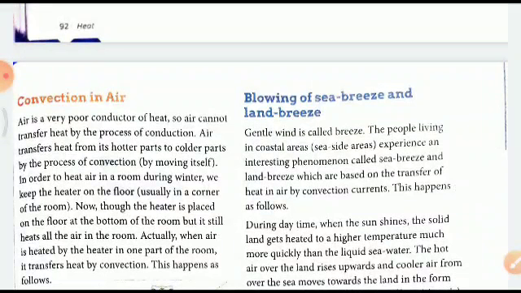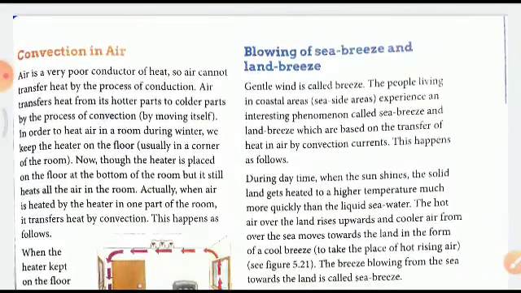Now, children, another very classical example of convection is the blowing of sea breeze and land breeze, right? Gentle wind is called breeze. The people living in coastal areas experience an interesting phenomenon called land breeze and sea breeze. During the daytime, when the sun shines, the solid land gets heated to a higher temperature, and more quickly than the liquid sea water. So the hot air over the land rises up and moves towards the sea. Then the cold air from the sea comes and takes its place. So the wind is now blowing from sea to land, right?